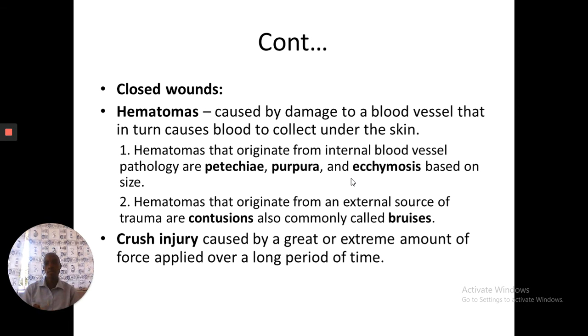And crush injuries is where the skin is intact, yes, but the underlying tissues have been crushed. So this is usually caused by an extremely large amount of force applied over an area for a long period of time.